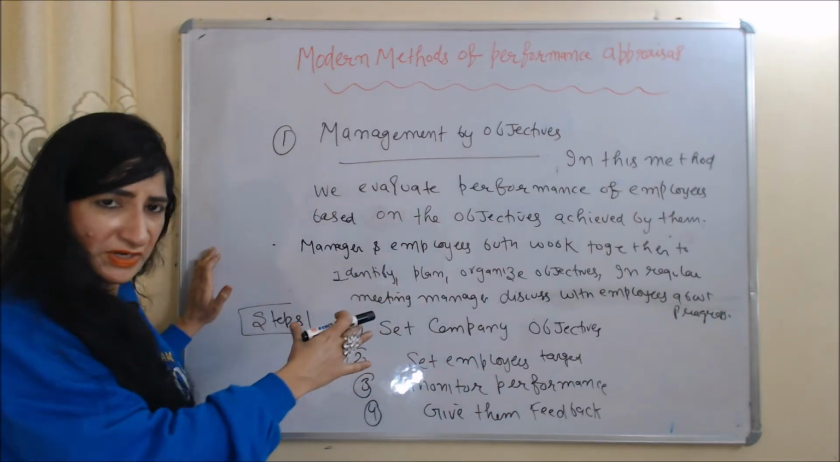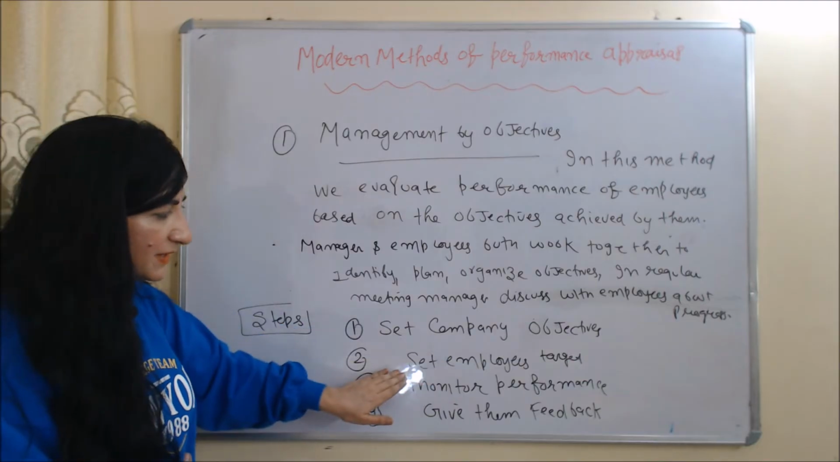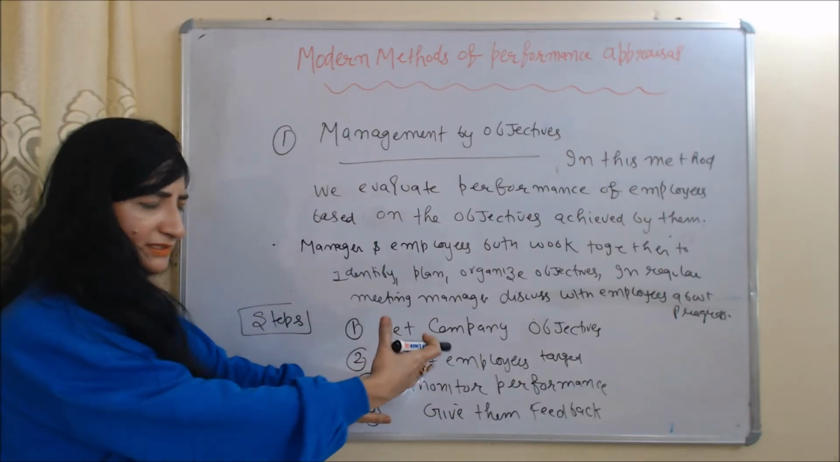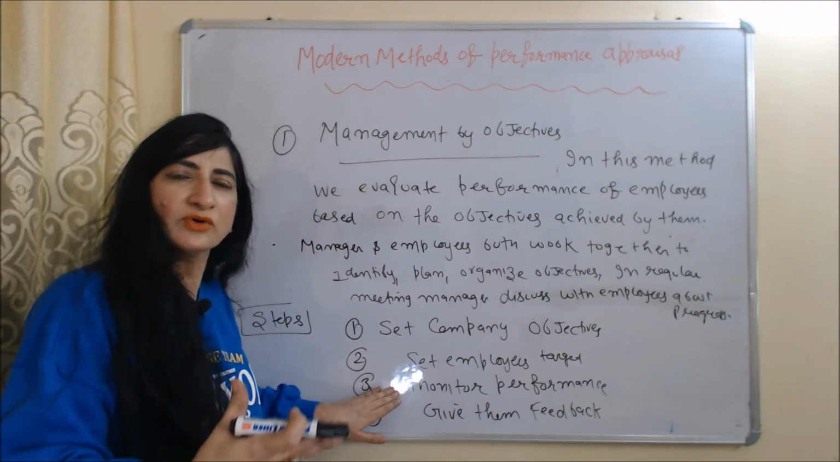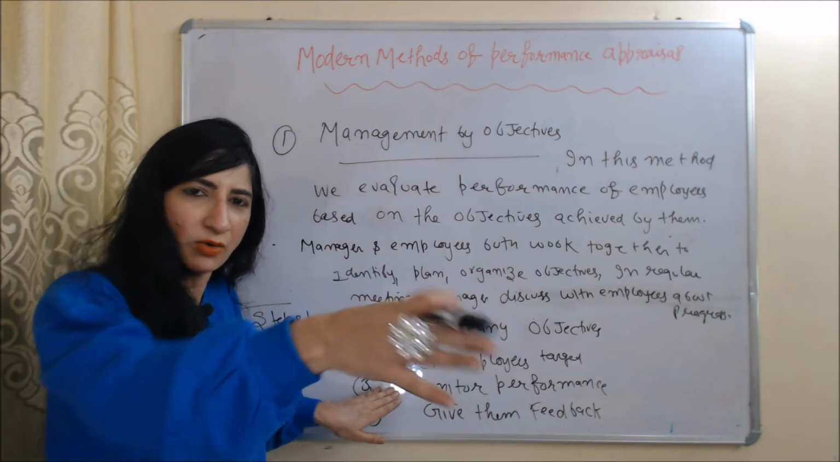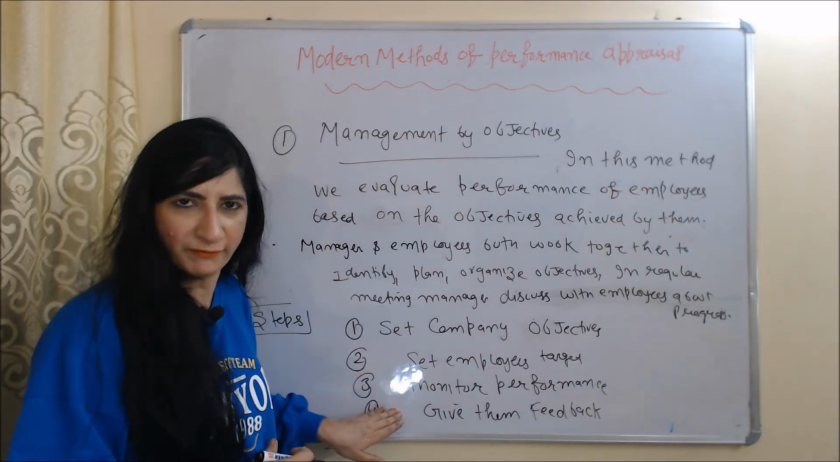And there are some steps. First of all, we need to set a company objective, and based on the company objective, we will set a target for employees. After that, we will monitor their performance so that we can see whether they are performing according to objectives or not. Lastly, we give them feedback about their performance.